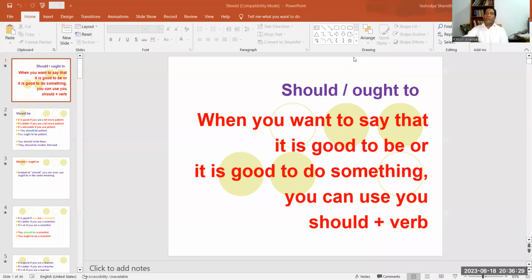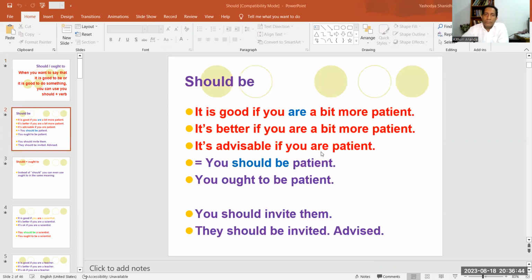Should and ought to. Whenever we want to say that it is good to be, or it is good to do something, we can use either should or ought to. It is good if you are a bit more patient, or it is better if you are a bit more patient. It is advisable if you are patient. So you can make that idea simply by using should.